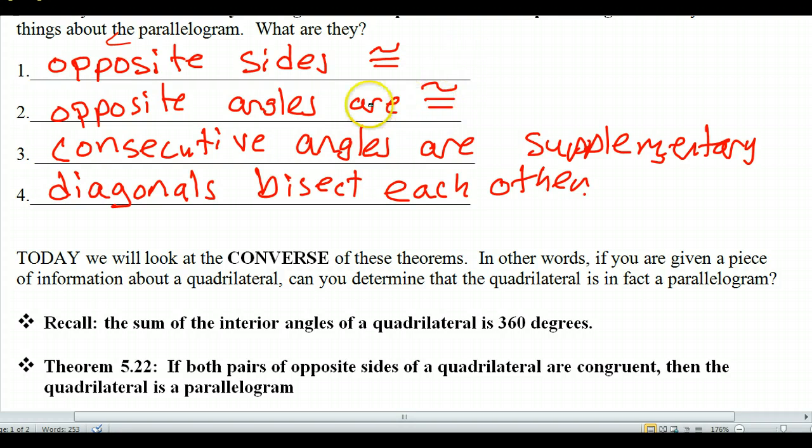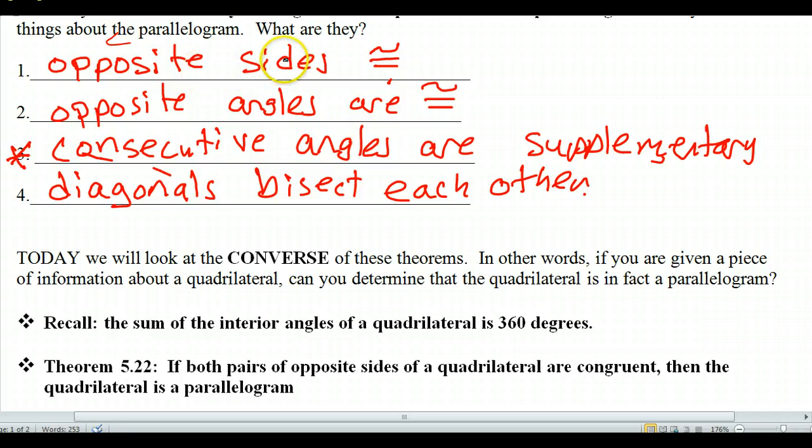If the opposite angles are congruent, then it's a parallelogram. That's the converse. We could prove something's a parallelogram. If consecutive angles are supplementary, actually that one's not going to work. Only 3 of these are going to work as converses. Number 3 is not reversible. Okay, number 3, the converse doesn't work. But the other 3 will work as converses.